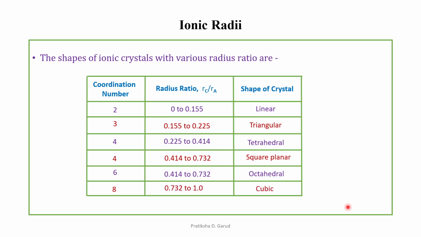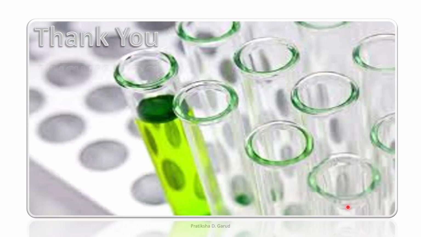So these are the various shapes of ionic crystals which can be determined from the radius ratio and the coordination numbers. Okay, thank you.